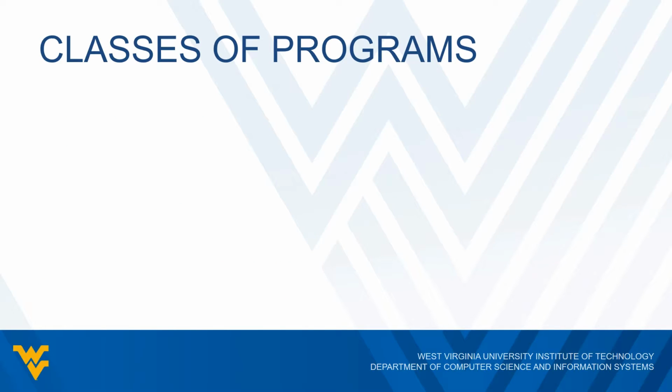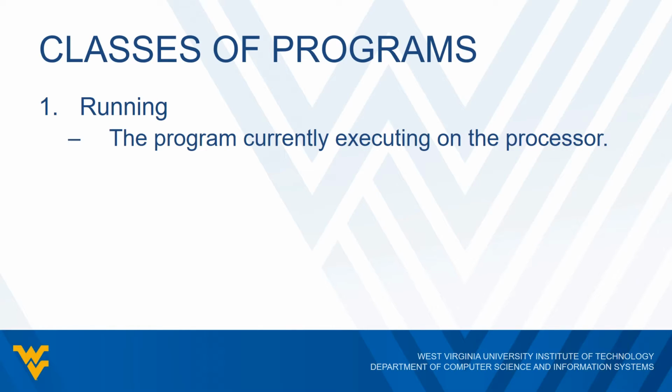To see how this algorithm might work, or how working with the queue works, let's define the following three classes of programs. So we have running. In here, we're saying that one program is currently executing on the processor. And we're just going to assume that there's only a single processor on the computer.